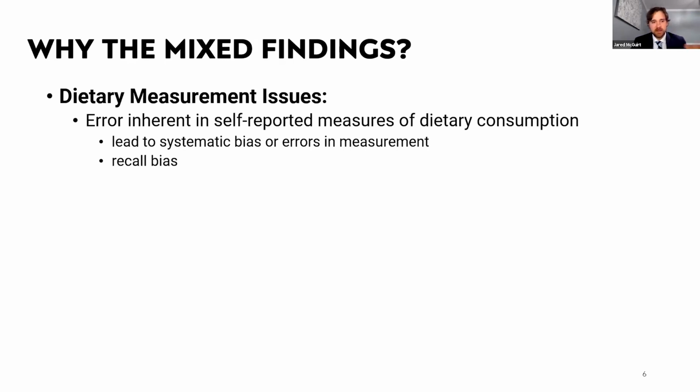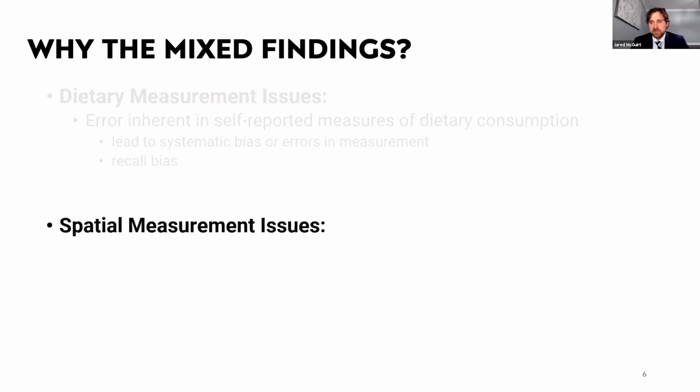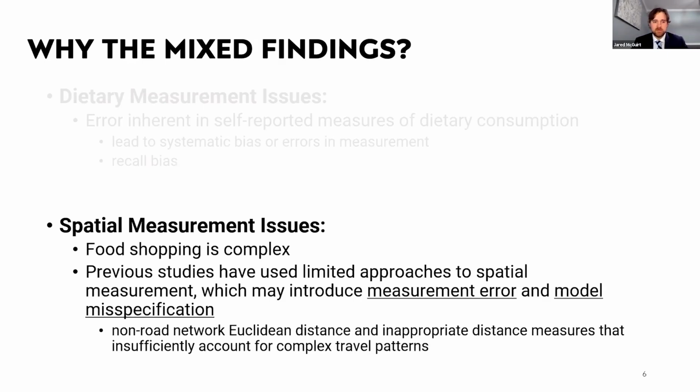There's error inherent in a lot of the ways that we collect dietary data that leads to bias and errors in measurement, including things like recall bias. There's also spatial measurement issues. Food shopping is complex, as we showed in that chart, and as we'll go through in these different projects I talk about, it really is something that's nuanced, and you have to take a nuanced perspective on the findings.